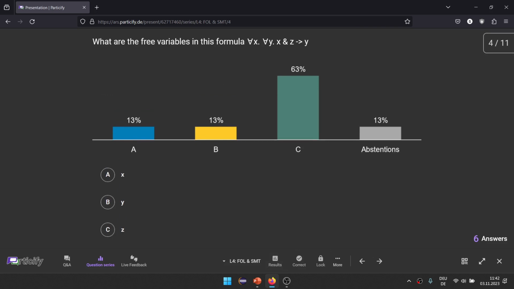So does x occur freely? No, because it's in a quantifier. So here we have for all x. This means that x is not a free variable. Here we have for all y. So y is also not a free variable. So the only free variable is z.